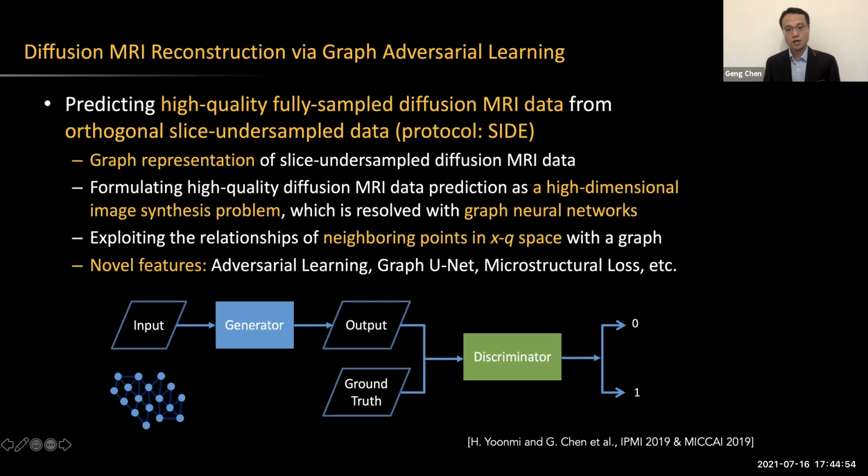This is the main framework adopted in the proposed model. Basically, we have a generator and a discriminator. The generator accepts the input undersampled data to predict the corresponding fully sampled data. And the discriminator is used to distinguish whether it is synthetic data or ground truth data. We alternately optimize the generator and discriminator to make sure the final prediction can fool the discriminator, so that we are able to generate a realistic prediction of high quality fully sampled diffusion data.